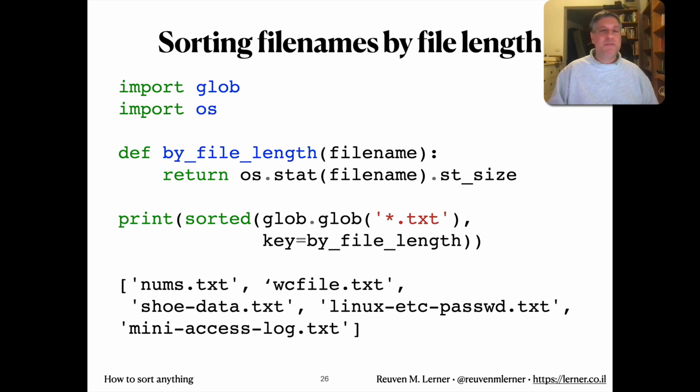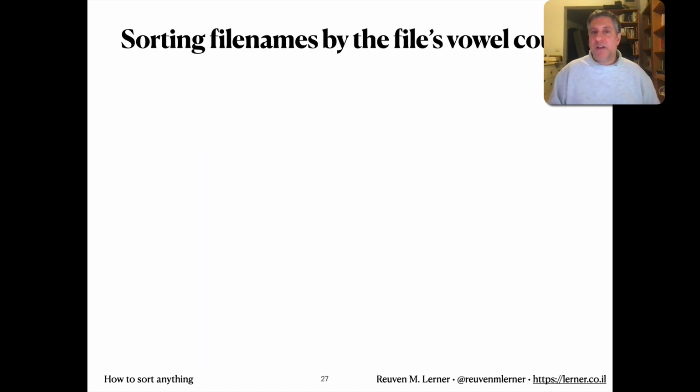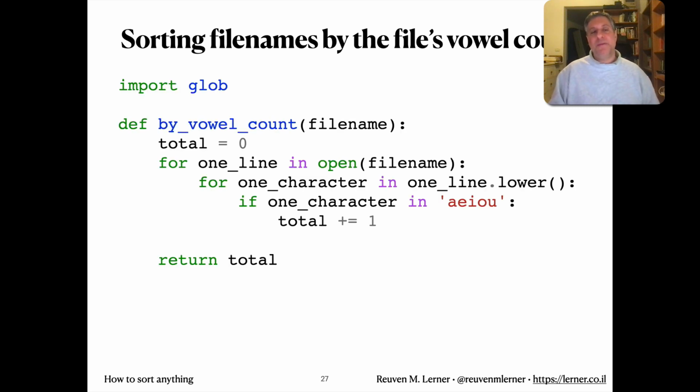And sure enough, here are some files that I use in many of my corporate Python training, and they're now sorted by length from smallest to largest. What about sorting file names by the file's vowel count, meaning the contents of the file and their vowel count? Well, once again, I can import glob and I can say def by_vowel_count of file name, right?